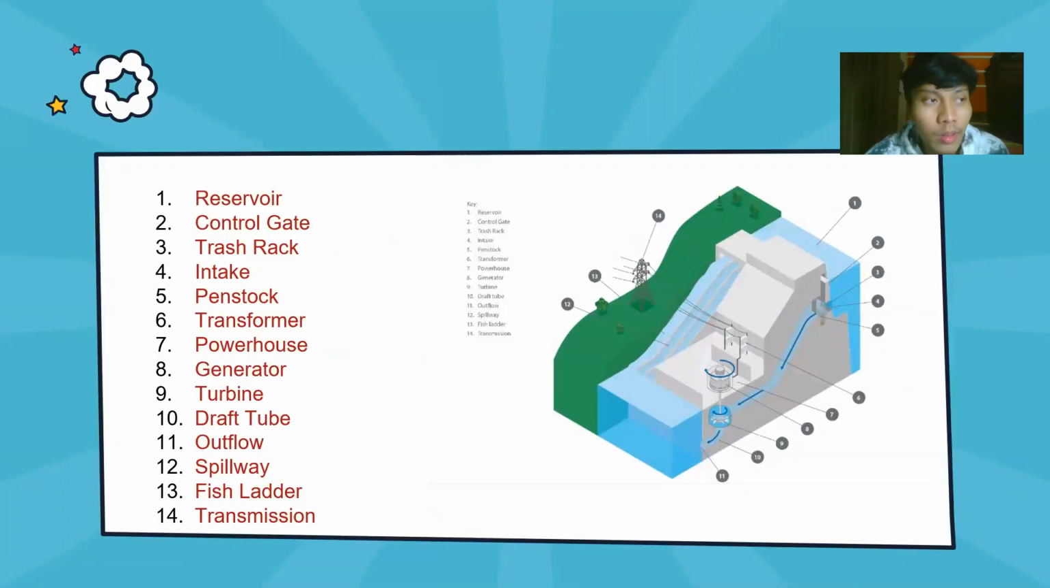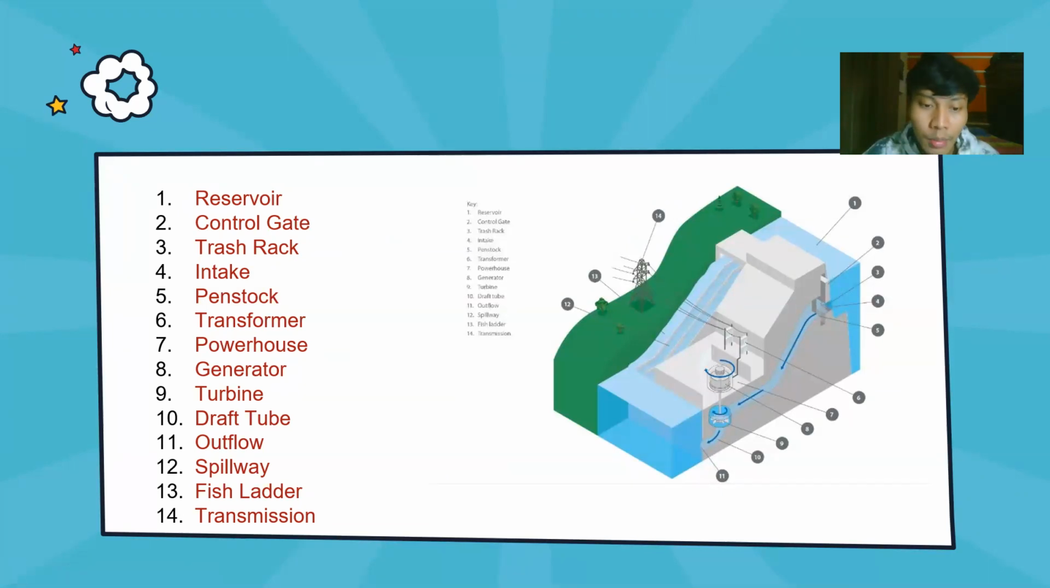So we can know the principal working of the hydropower plant: the water in the reservoir enters the control gate, then is filtered by the trash rack. After that, it enters the penstock. So the water will turn the turbine and make the generator work.